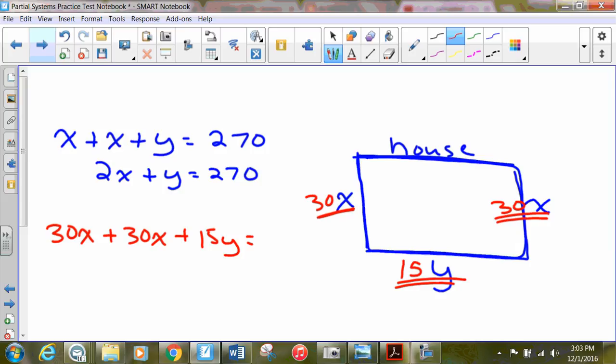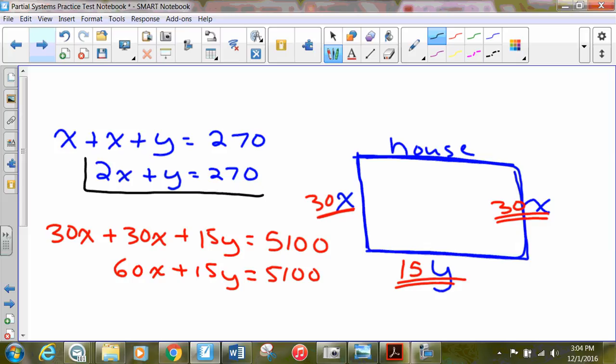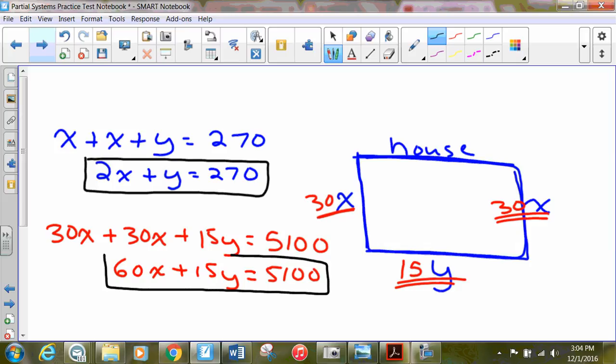Of course, we don't put the dollar sign in the equation, but altogether, the word problem says it cost $5,100. So we'll put the 5,100. All right, let's simplify this one. We'll have 30x plus 30x, which is 60x, plus 15y equals 5,100. Okay, so there are lots of equations here, and we want to put a rectangle around the ones we're going to use. This is the equation from the perimeter equation that we had, and this is our dollar equation. So these are the two equations we're going to use.